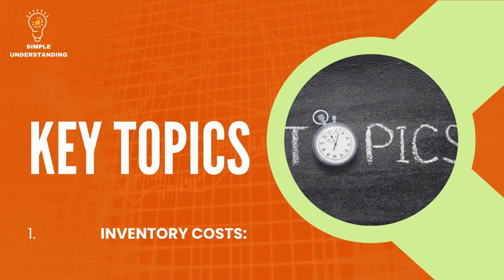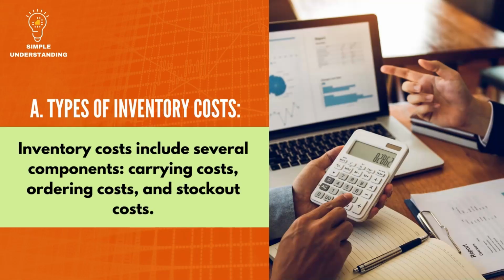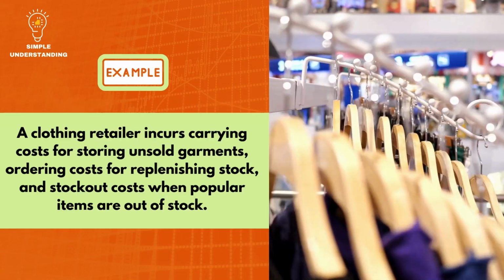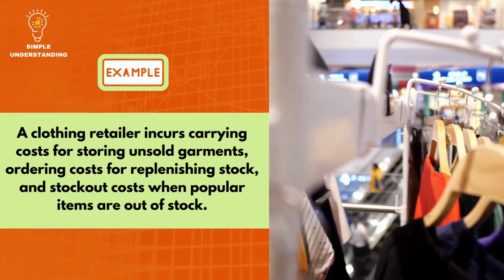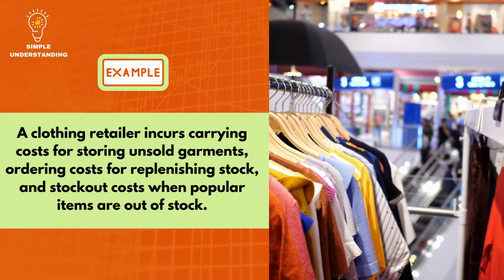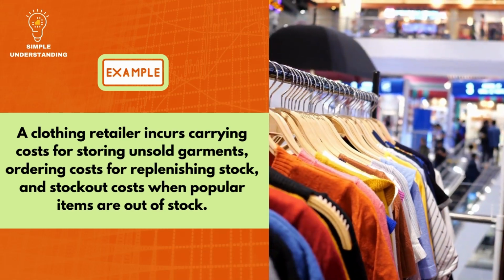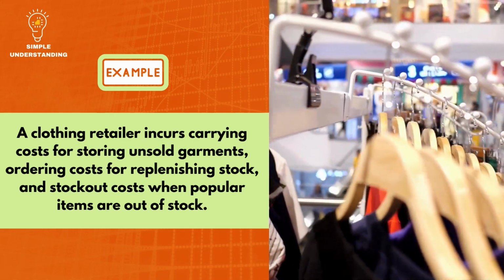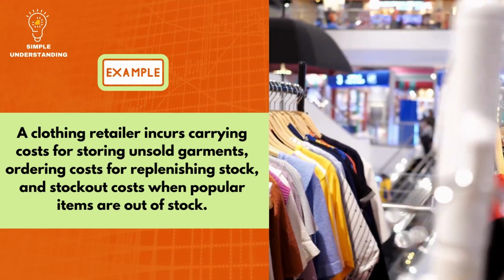Key topics. Inventory costs. A. Types of inventory costs. Inventory costs include several components: carrying costs, ordering costs, and stockout costs. Example: a clothing retailer incurs carrying costs for storing unsold garments, ordering costs for replenishing stock, and stockout costs when popular items are out of stock.